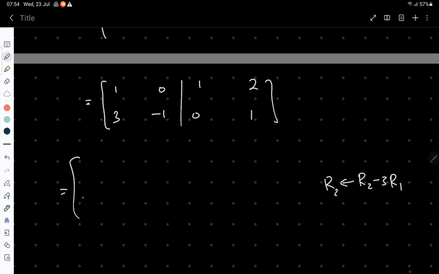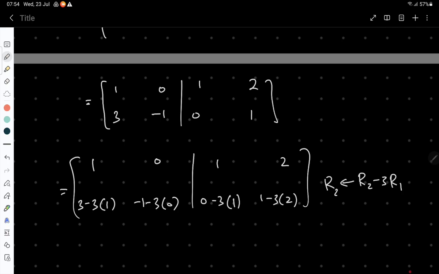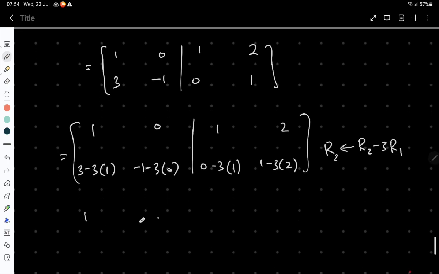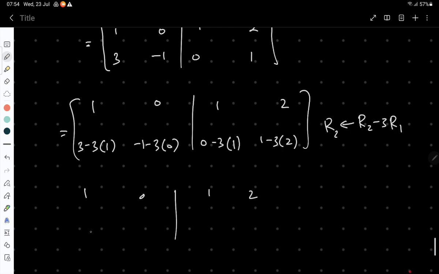So let me write first R2 minus 3 times R1: 3 minus 3 times 1, -1 minus 3 times 0, 0 minus 3 times 1, 1 minus 3 times 2. This is R2, and R1 is as it is. So 1 0 1 2, and 0 -1 -3 -5. Okay, now I will make 1 here.